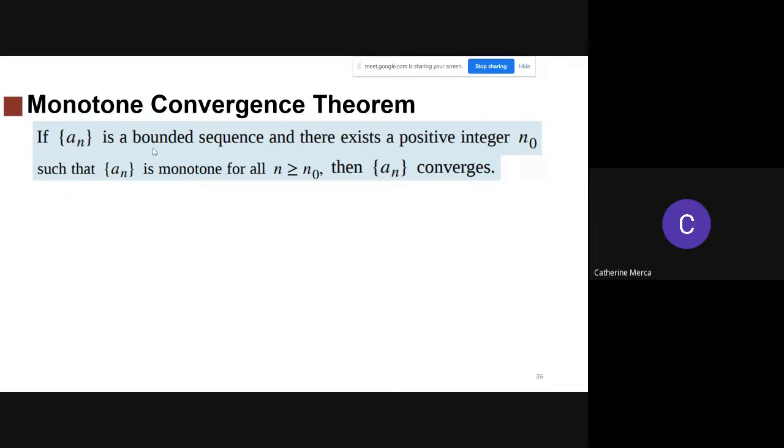As for bounded, it should have an upper bound and a lower bound. Then monotone means either increasing or decreasing. Then you have A sub n converges. So, two conditions, then it will be convergent.